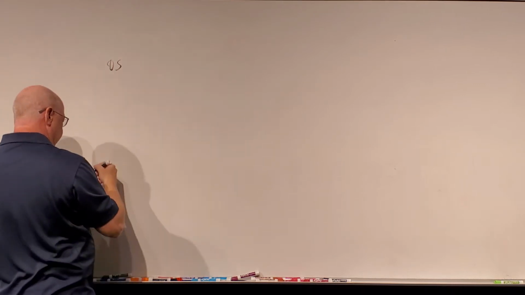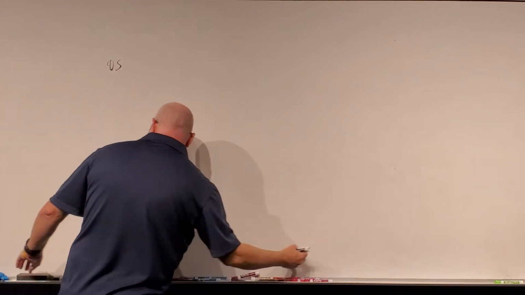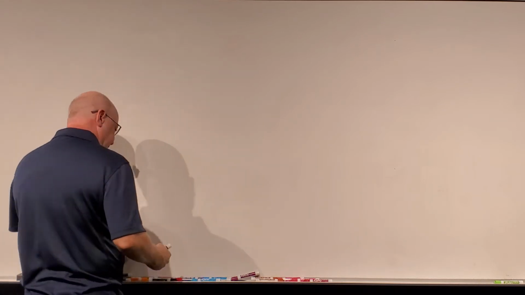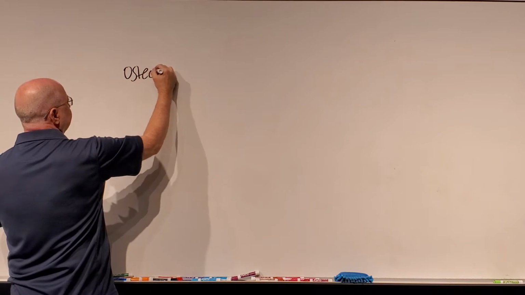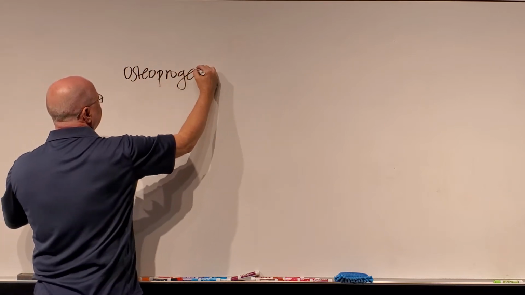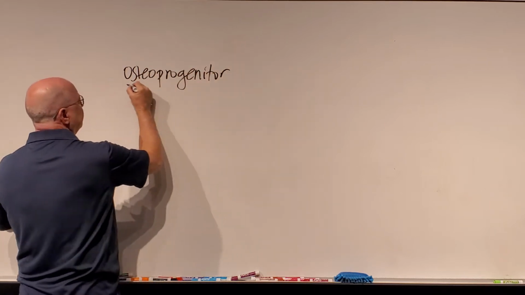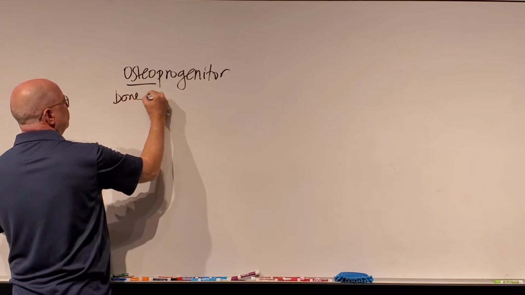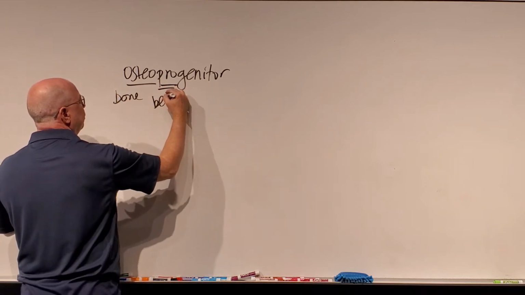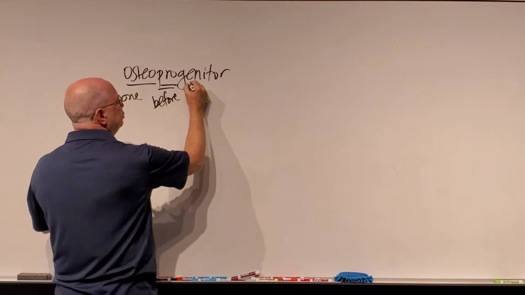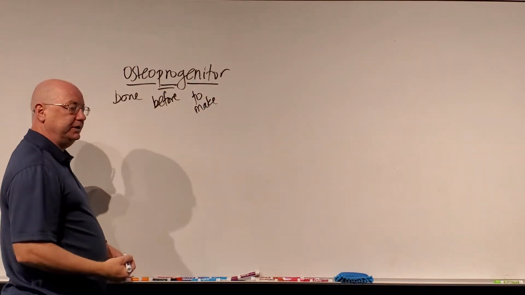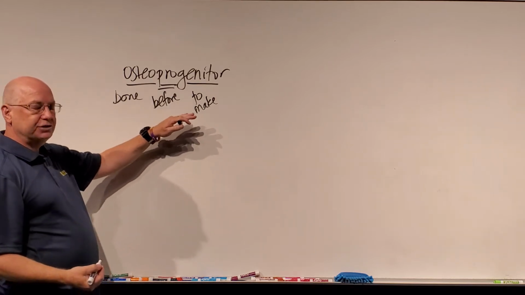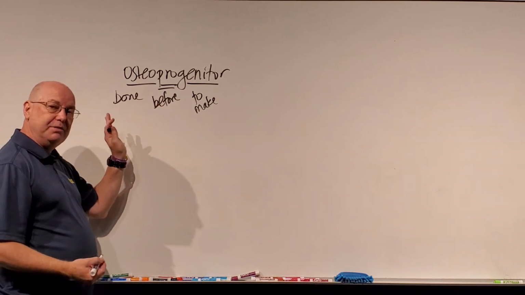One of the cells we're going to look at is called an osteoprogenitor. One of the cells listed is called an osteoprogenitor. And if you look at the name, osteo always means bone, pro can mean before, and genitor means to make, or one who makes, like to generate, okay? So osteoprogenitor cells are cells before they're making bone yet.